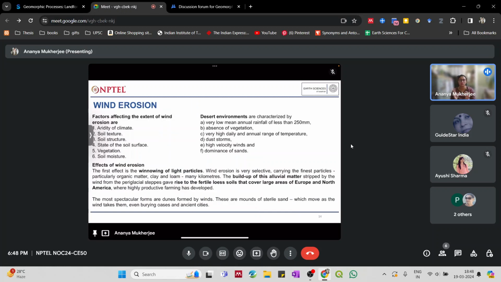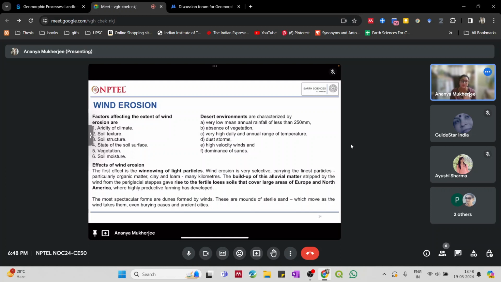So we saw how wind erosion actually takes place, and also how the transportation of sediments itself causes the erosion that is happening in the desert lands.